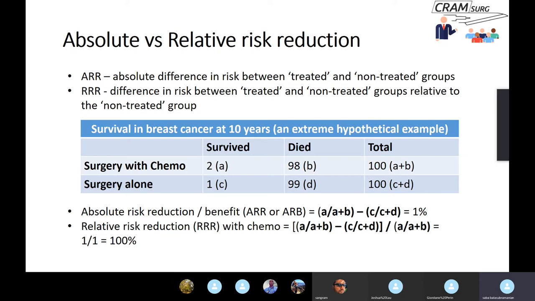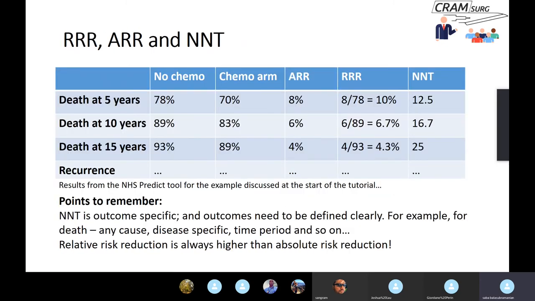Okay, so I hope that makes it a little bit clearer. And then we'll go on to this table, which looks at relative risk reduction, absolute risk reduction, and the so-called NNT, or the number needed to treat. Now, we go back to the same example that we talked about, wherein the 70-year-old female with particular histological characteristics has had surgery, and then you're thinking of whether to give chemotherapy to her or not.